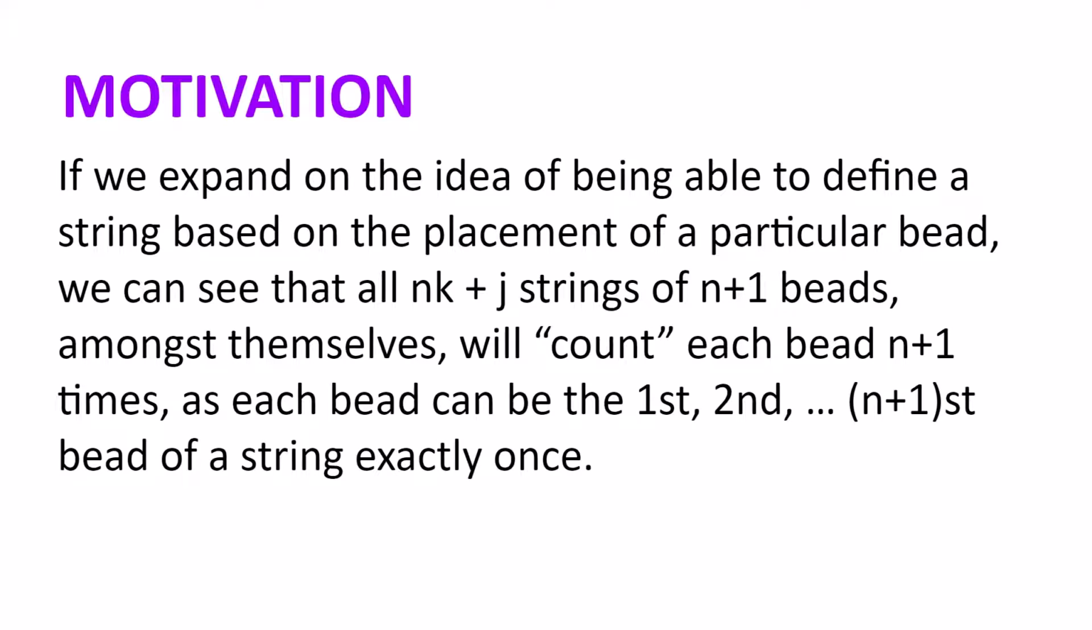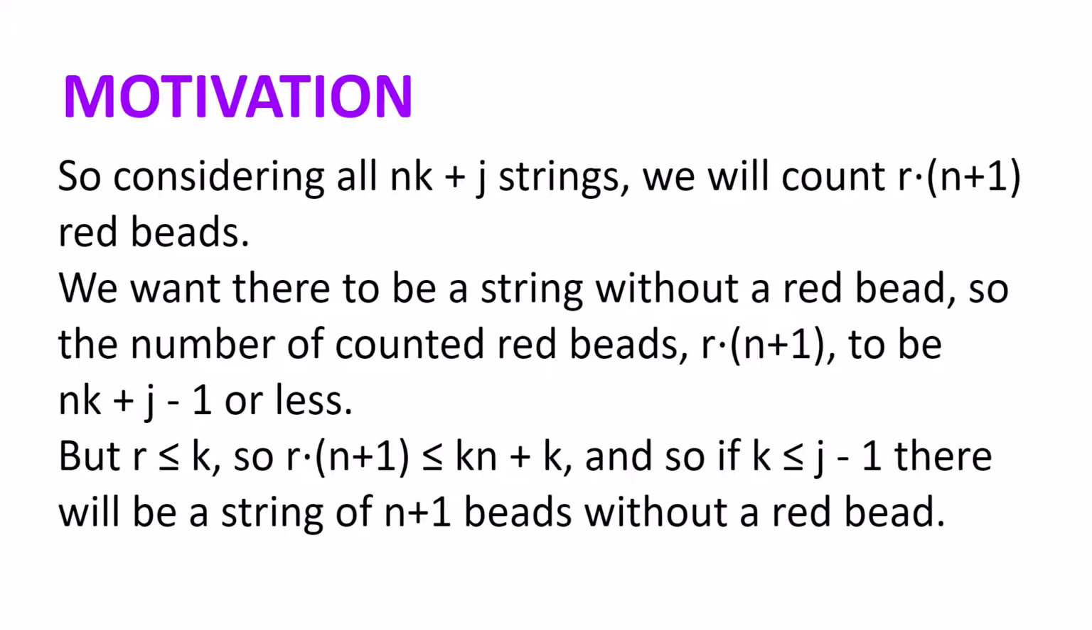If we expand on the idea of being able to define a string based on the placement of a particular bead, we can see that all nk plus j strings of n plus 1 beads, amongst themselves, will count each bead n plus 1 times, as each bead can be the first, the second, the n plus first bead of a string exactly once. So considering all nk plus j beads, we will count r multiplied by n plus 1 red beads.